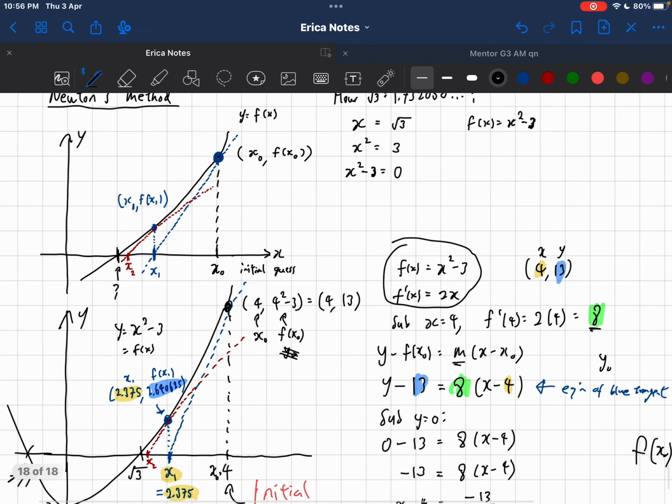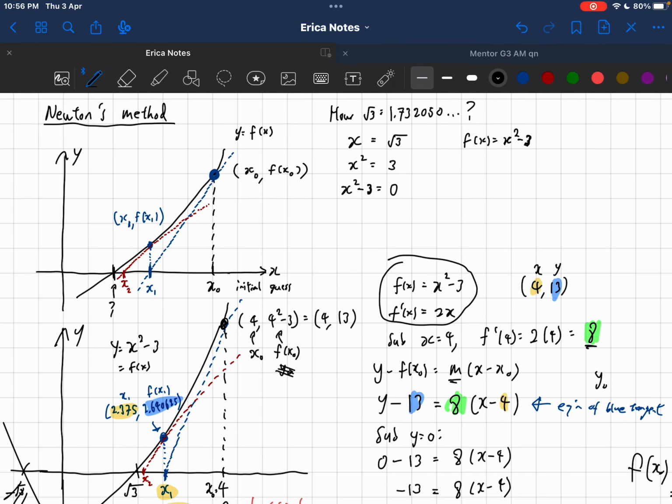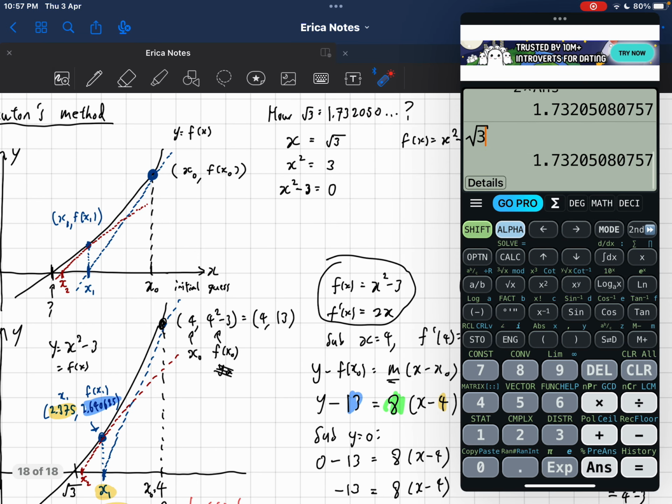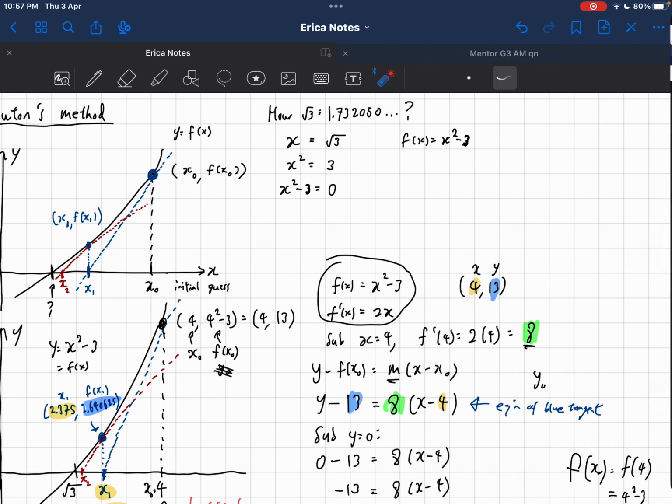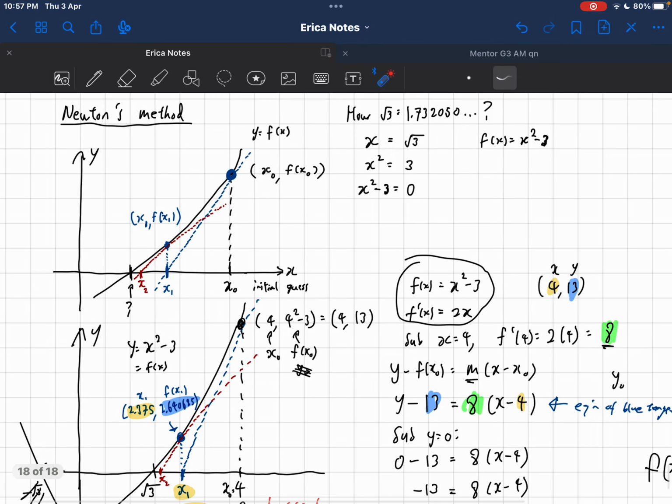Okay, let's take a look at Newton's method. The idea is that we want to find the square root of 3, which is 1.732050 something something. You can type this in the calculator to verify, right? It will be this value. So let's look at the method in general.